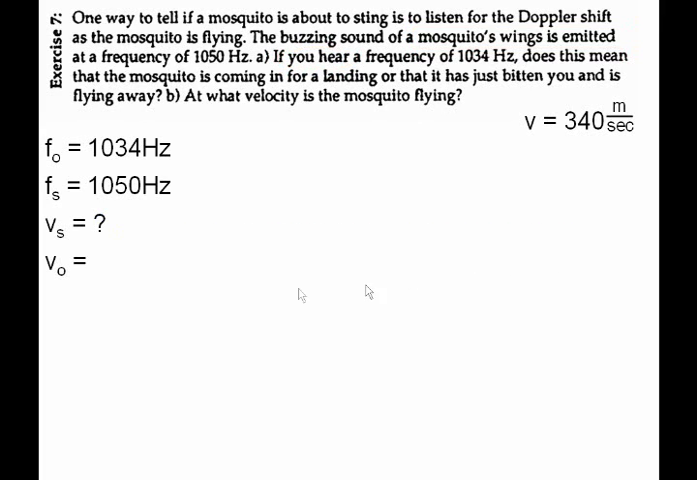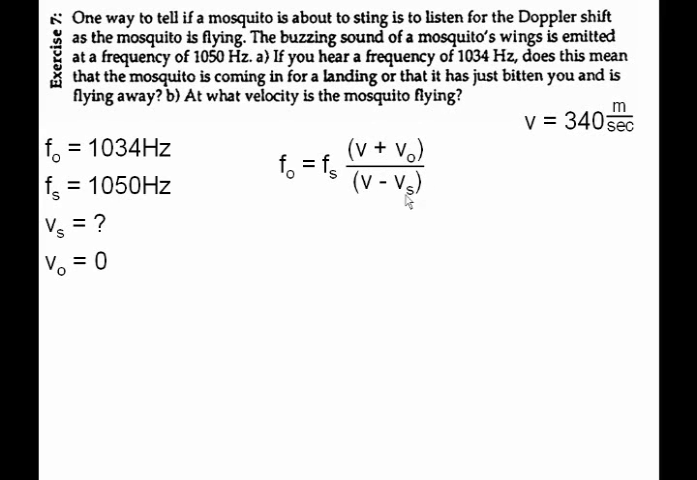Part B, they're asking us to find what is the speed of the mosquito. We have to assume that the speed of the observer is 0. So we're going to have to do some algebra here to rearrange our formula. We're looking for the speed of the source.